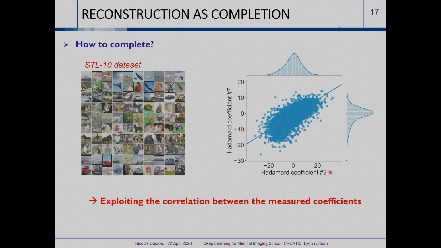So the Hadamard coefficient number 2 and the Hadamard coefficient number 7, and on this scatter plot each dot is an image. So this point is an image, this point is an image, this point is an image. What you can see here is that those two coefficients are correlated. This means that if you measure 20 for Hadamard coefficient number 2, then it's very likely that coefficient number 7 equals -2, but it's very unlikely that coefficient 7 is -20.